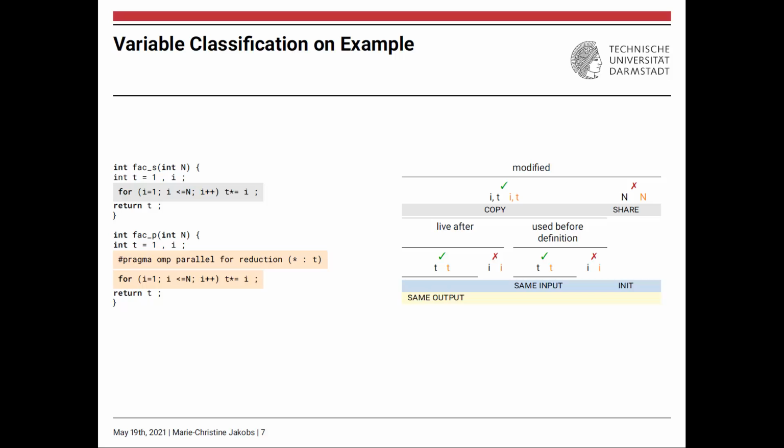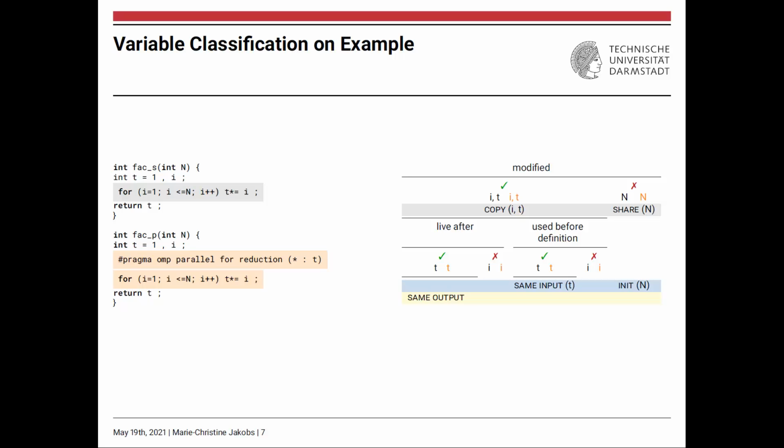So we've now done the classification. What does this mean for the encoding? We've modified i, so this means we need to copy i at least for one of the programs, while we can safely share the non-modified variable n. Moreover, read-only variables, which is n, need to be initialized, and also variables that are used before definition and are copied, so the t. And in addition, as we will see, we also need to ensure that the original and the copied variable for t get the same value.